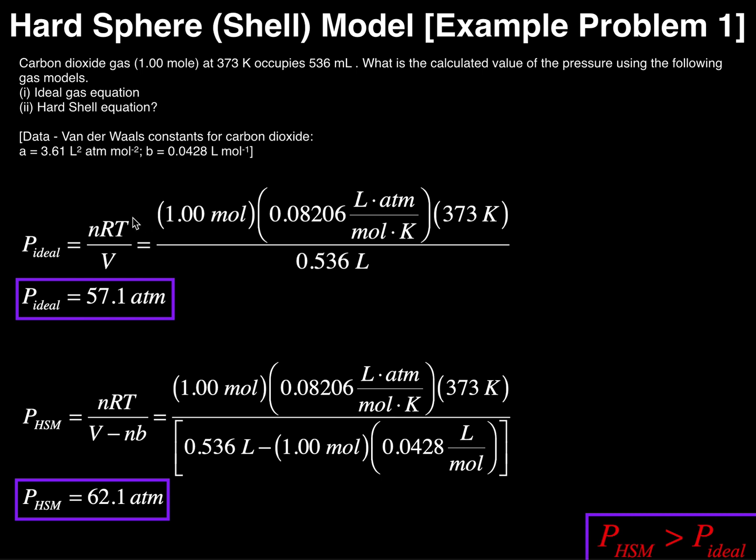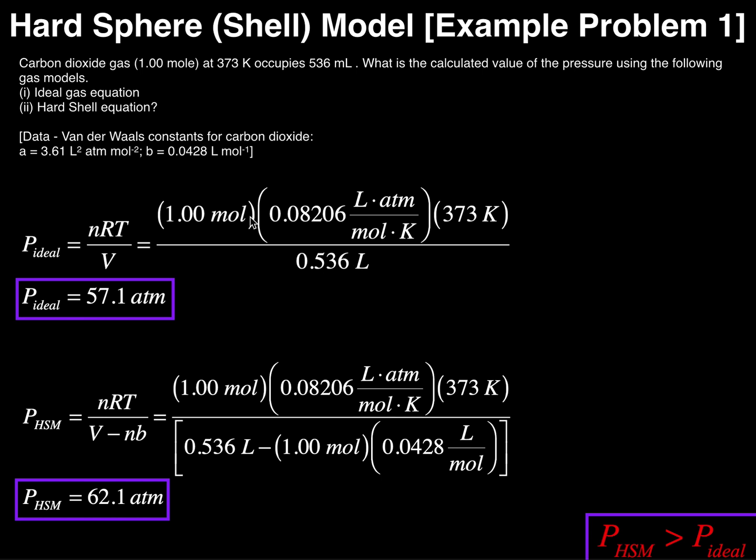We then multiply by the temperature, 373 Kelvin, and then we divide by the volume, but we need to make sure to do it in the same volume units that we have in the gas constant. The gas constant here has volume units of liters, so we need to convert this 536 milliliters into liters. We can do that by dividing this number by 1,000, and this will give us a volume of 0.536 liters.